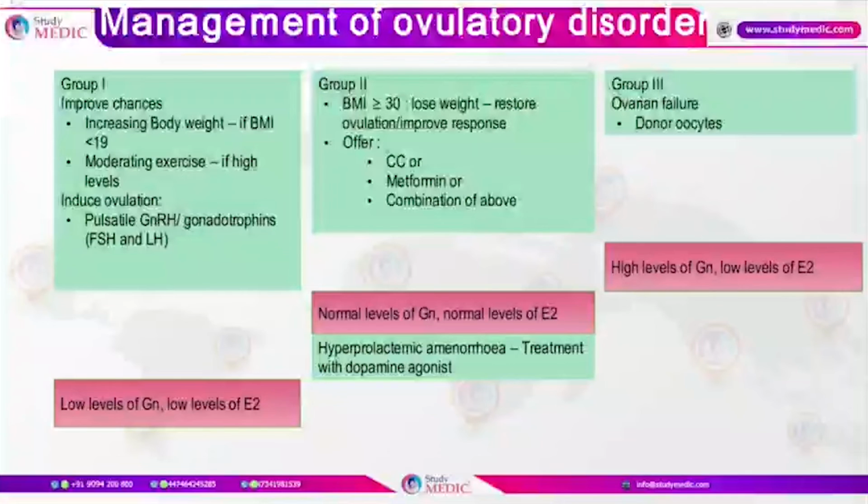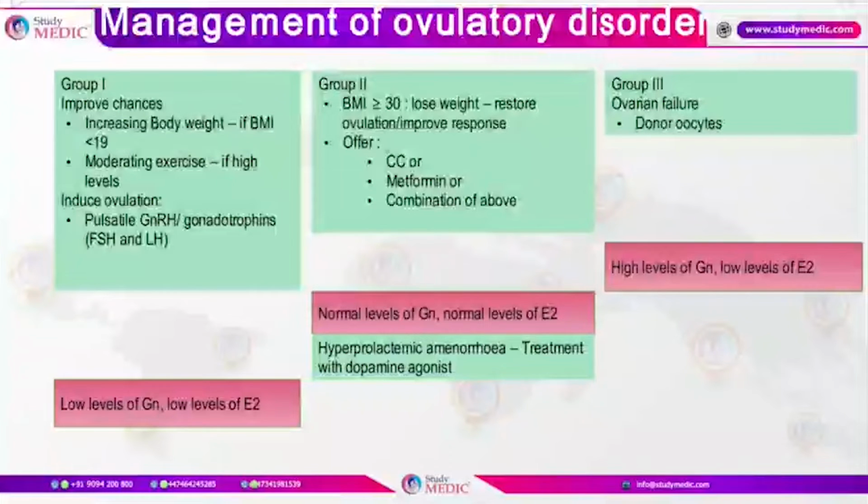So talking about the management of ovulatory disorder, understand, if it is a group 1 disorder where hypothalamo-pituitary dysfunction is happening, it could be because of increased BMI, it could be because of excessive exercise, then yes, we need to perform certain tests and lifestyle modification. For that patient, if the pituitary is not secreting a good amount of the hormone, then pulsatile GnRH therapy or gonadotropins, that is FSH and LH, are supposed to be given for ovulation induction purposes.